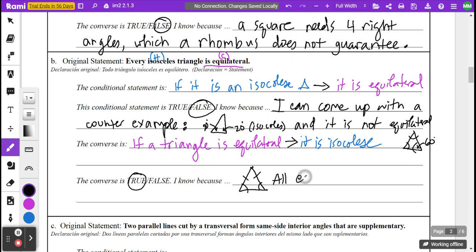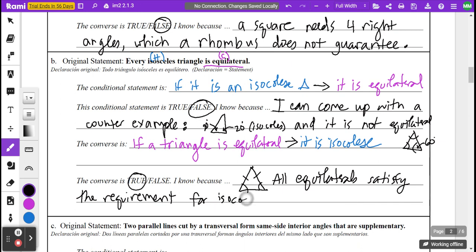All equilaterals satisfy the requirement for isosceles. And that is at least 2 pairs of congruent sides and angles.